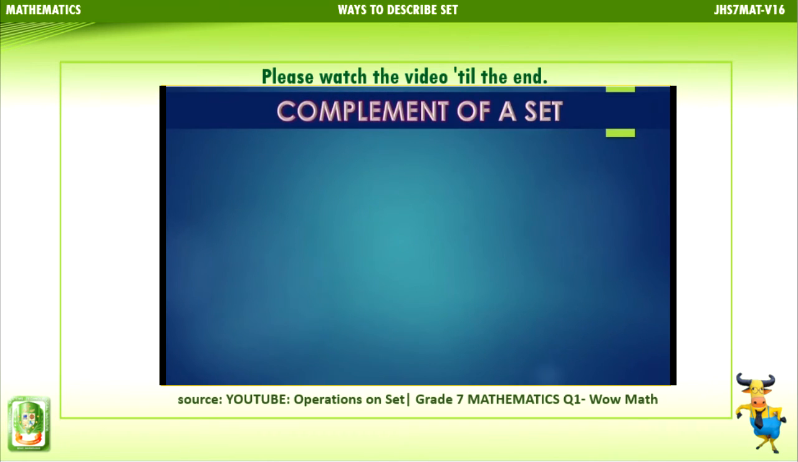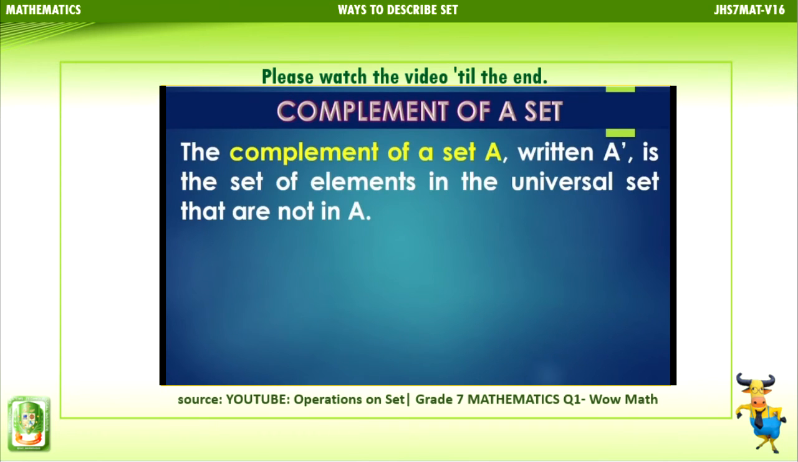Okay, next operation is we have the complement of a set. Pag sinabi natin complement of a set, the complement of a set A, written as A, kung mapapansin nyo, para siyang merong apostrophe. Ayan. So, the complement of A. This is the set of all elements in the universal set that are not in A. So, ano bang ibig sabihin ng complement? Pag sinabing complement of set A, ano-ano raw yung wala sa A na meron sa universal set?